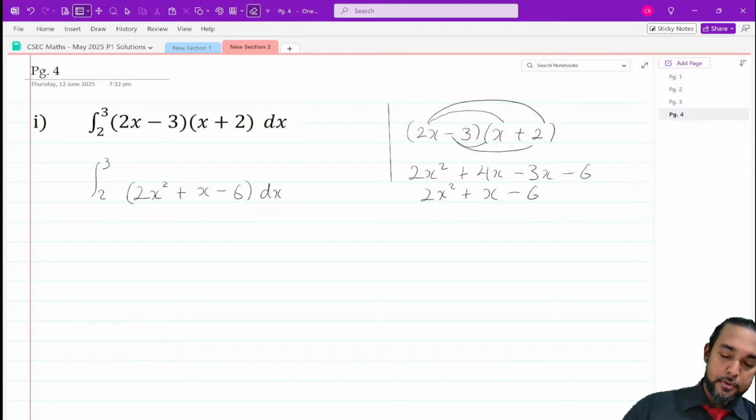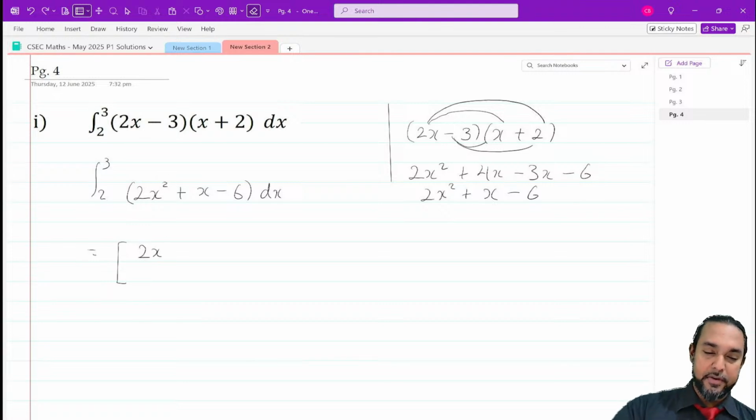Yeah, sorry. Right, so when we integrate, what's the protocol? You increase the index by 1. So 2 plus 1 will give us what? That will give us 3.